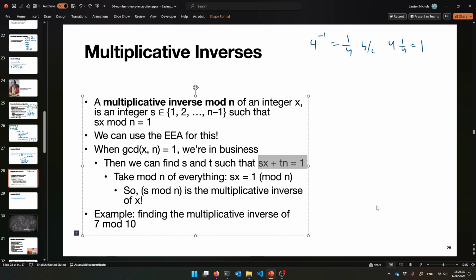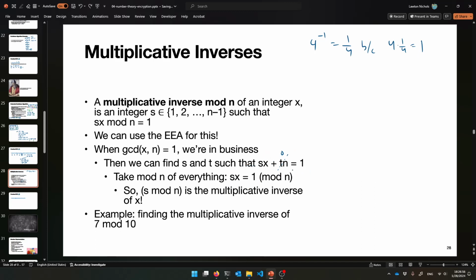And then you're going to take this equation that you have from the GCD algorithm and the extended Euclidean algorithm. Take all of it mod n. Taking this equation mod n gets rid of every multiple of n, right? They all go to 0. So then we have x times s equals 1 mod n.